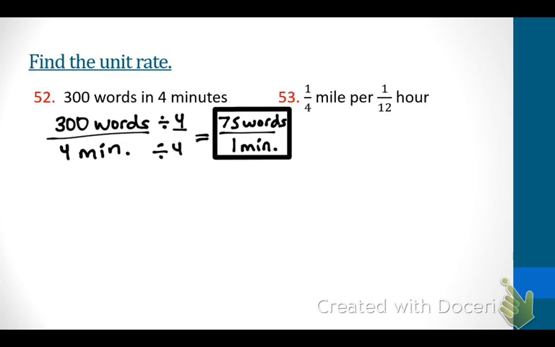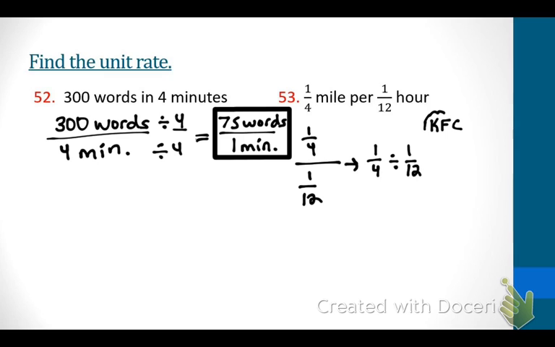All right, so whenever we're finding unit rate, we take the first number and we do what? Divide by the second number. So going over here, that's going to be 1/4 divided by 1/12. Am I allowed to divide fractions? No. What's the method I have to use?